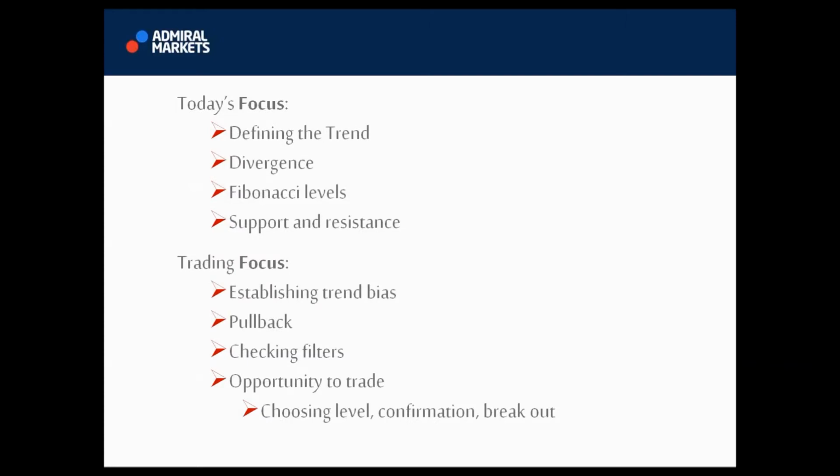We're going to take a look at strategies today, breakout strategies primarily, and we'll do that by defining the trend. It's always important. It doesn't matter if you're a range trader, reversal trader, or with-the-trend trader. We're going to define the trend, look for divergences, seek Fibonacci levels, support and resistances, so that we can establish a trend bias, so that we can look for pullbacks, which would be our opportunity to trade it, because we don't want to buy at tops, nor do we want to sell at the bottoms. We'll check for filters, and then we'll decide, is there opportunity to trade, and if so, how?